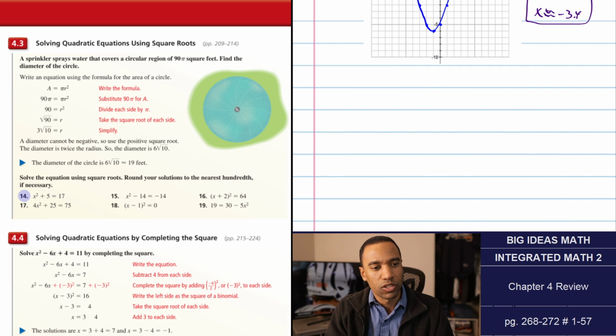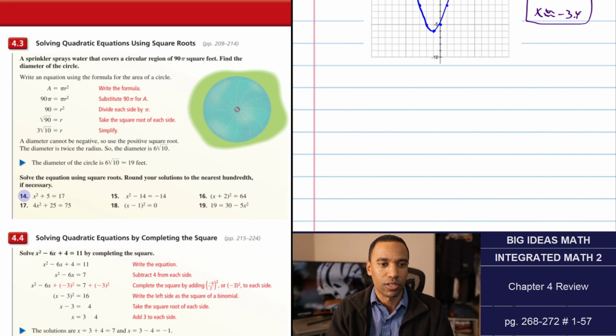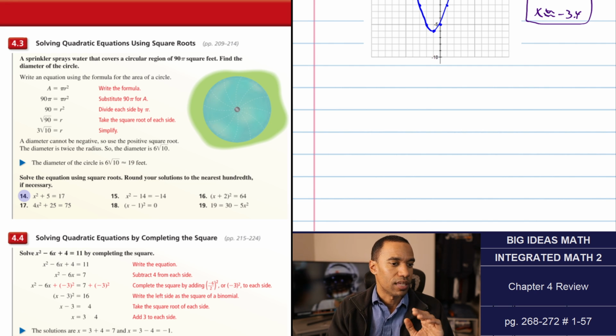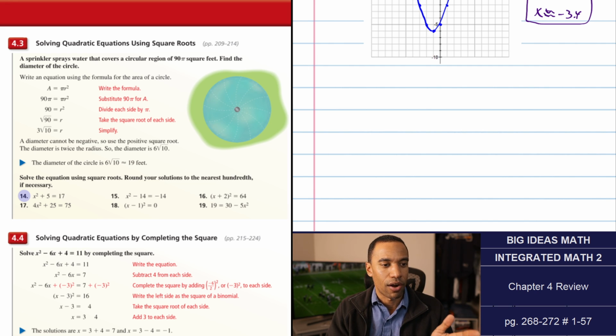Now they have an example solving a sprinkler. It's a word problem. A sprinkler sprays water that covers a circular region of 90 pi square feet. So that's the area. Area is pi r squared for a circle. Find the diameter of the circle, which is twice a radius. So they give you area pi r squared. The area is 90 pi. If you divide both sides by pi, you're left with 90 equals r squared, and they solve using square roots.